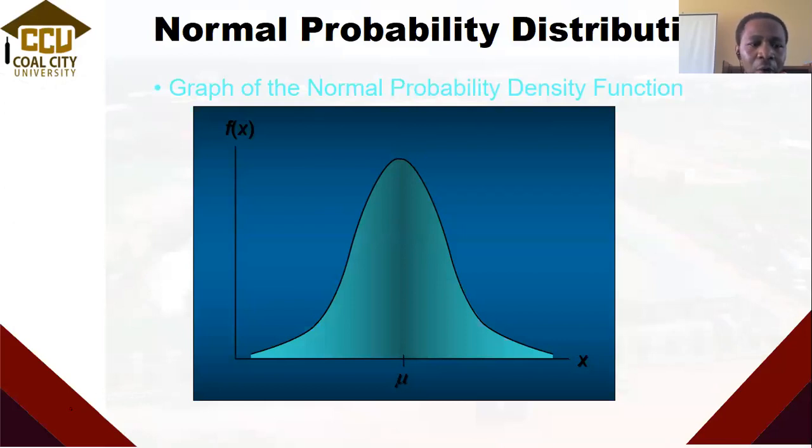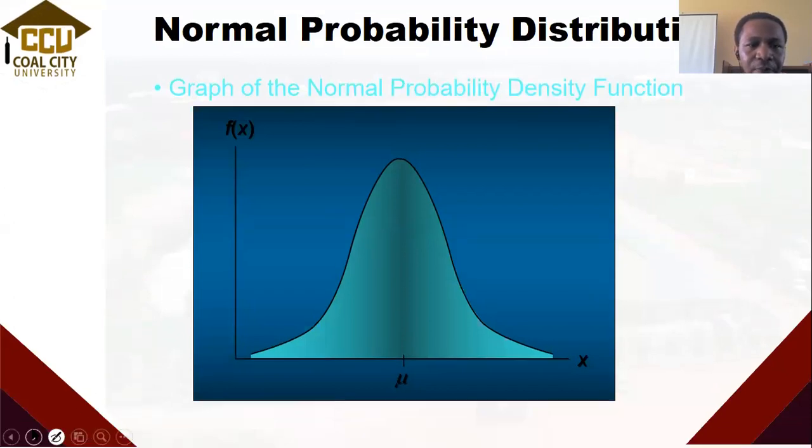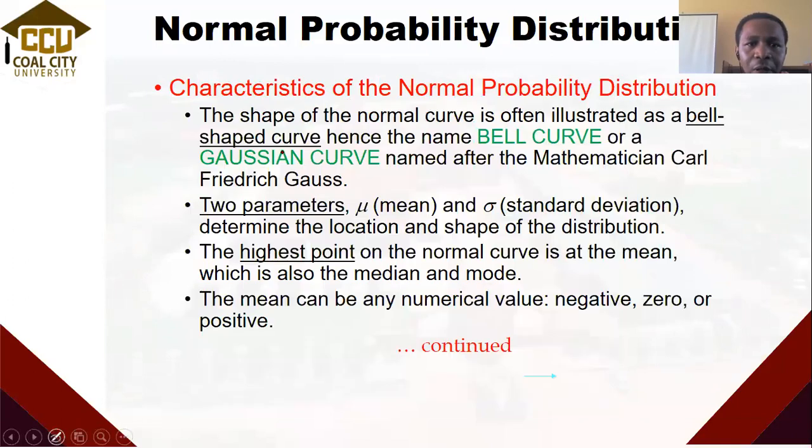Now, what then is the normal distribution? The shape of the normal distribution curve is illustrated as a bell-shaped curve, and that is why it's also mostly referred to as the Gaussian curve, which is named after the popular mathematician Carl Friedrich Gauss.